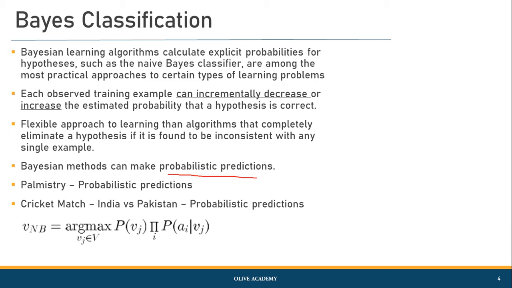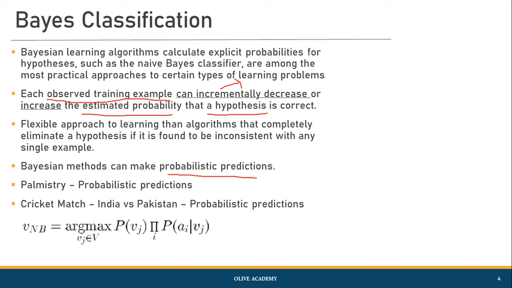Now, remember that each observed training example in the 100 data set incrementally increases or decreases the estimated probability as well. Because even in the 100 matches, if in one single match India has lost, even though India won the toss and chose to bat first, that is going to impact the prior probability as well as the posterior probability distribution, right? And that is what we see: each observed training example can incrementally decrease or increase the estimated probability that a hypothesis is correct. What is a hypothesis? In this case, India winning the match is the hypothesis, right?